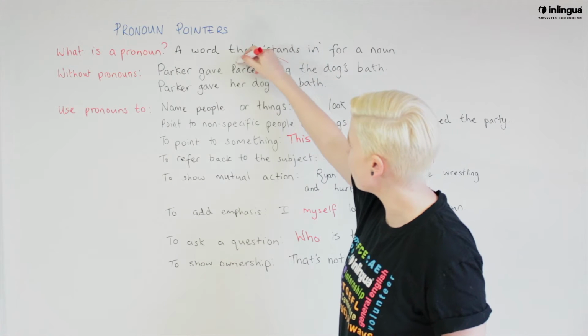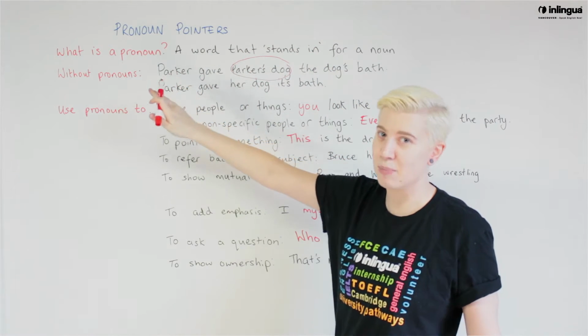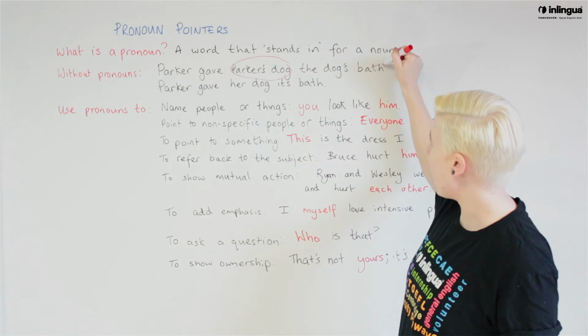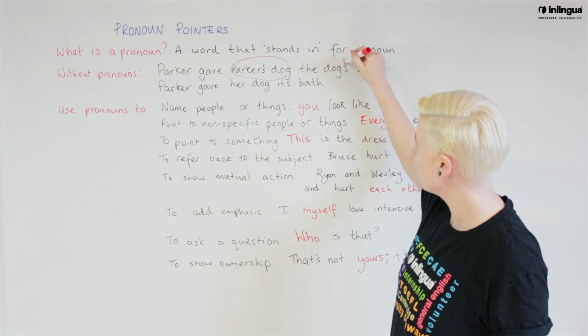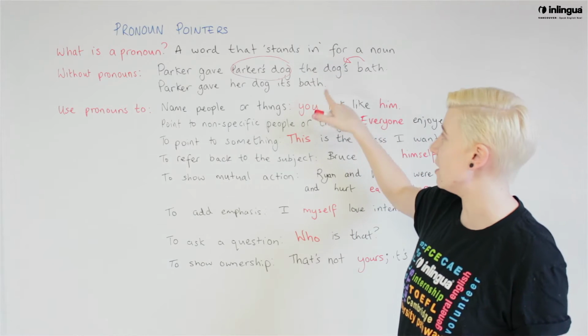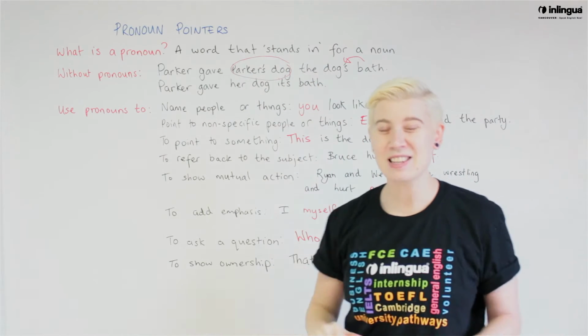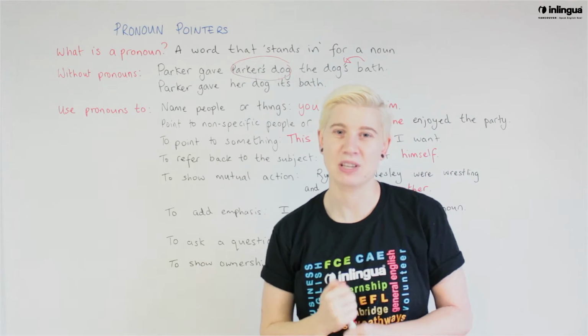So Parker's dog, the dog that belongs to Parker. So we've already repeated the name Parker. And then the bath belongs to the dog. But instead of using a pronoun, we have repeated the dog. So we have Parker, Parker, dog, the dog. And it's just not a very nice or very simple sentence.